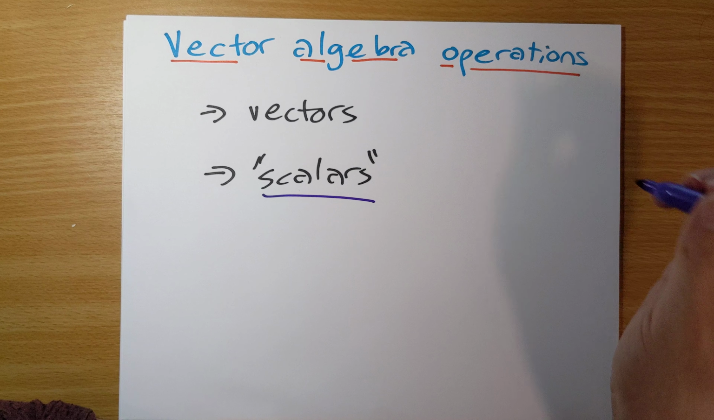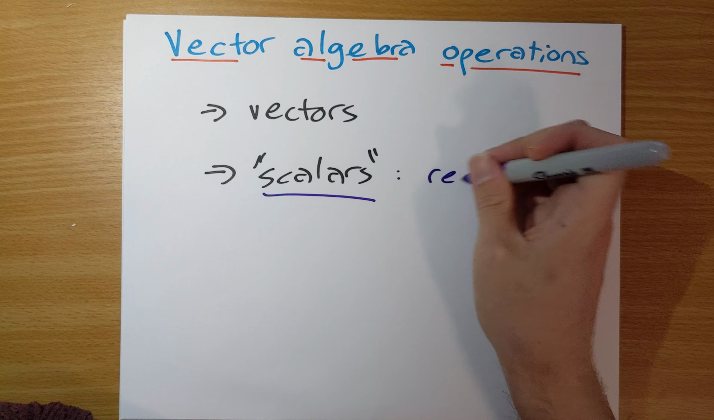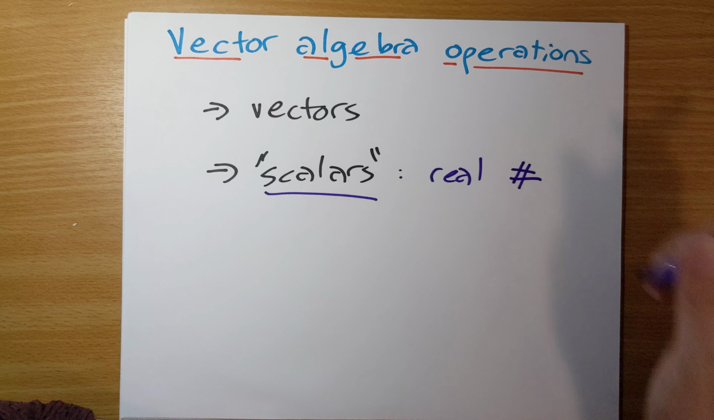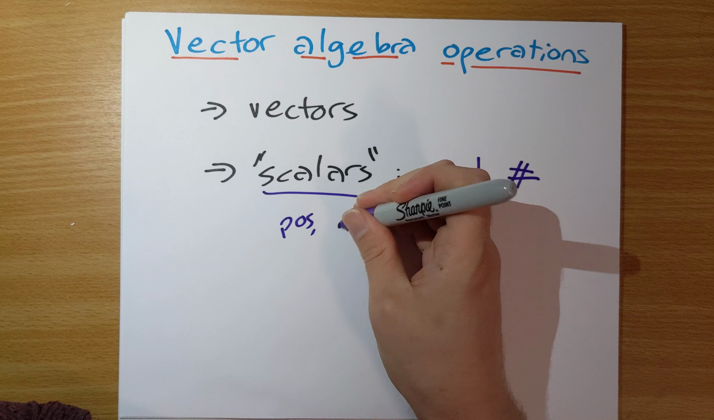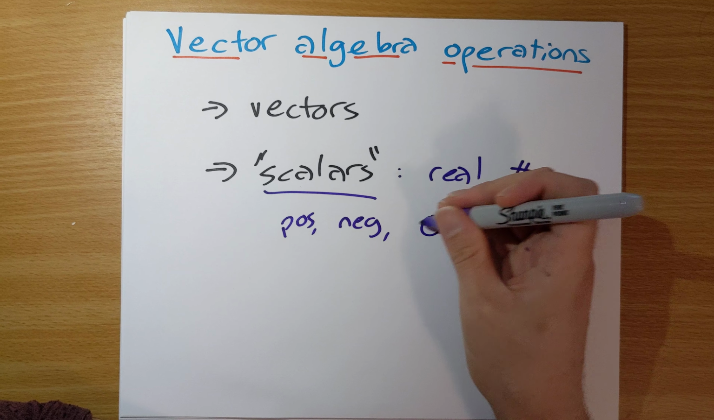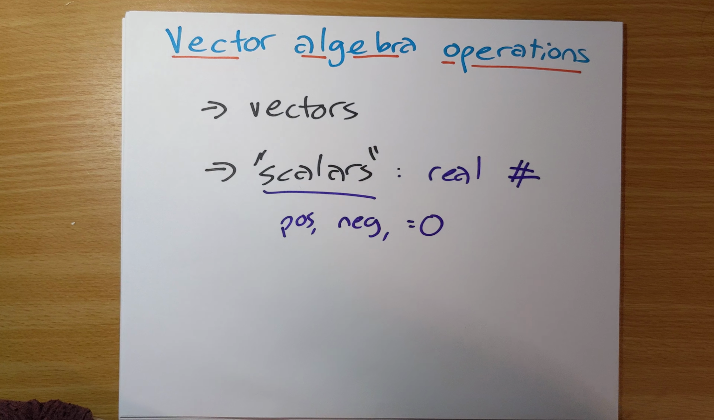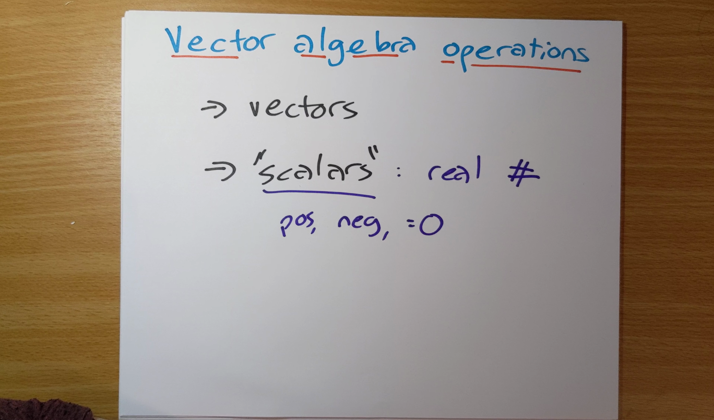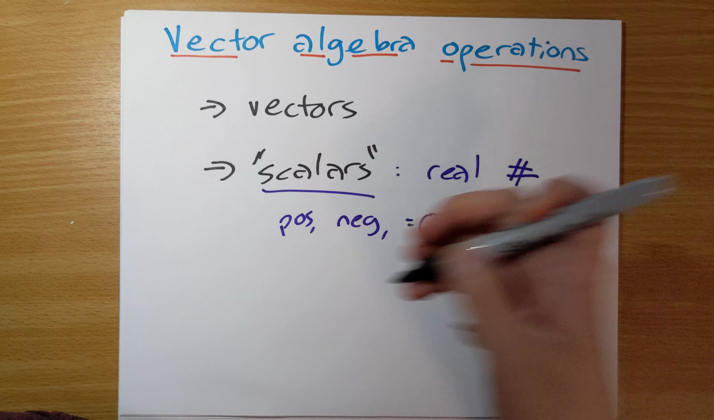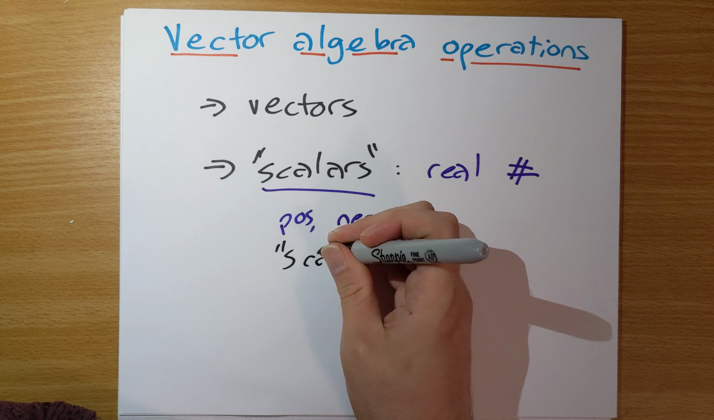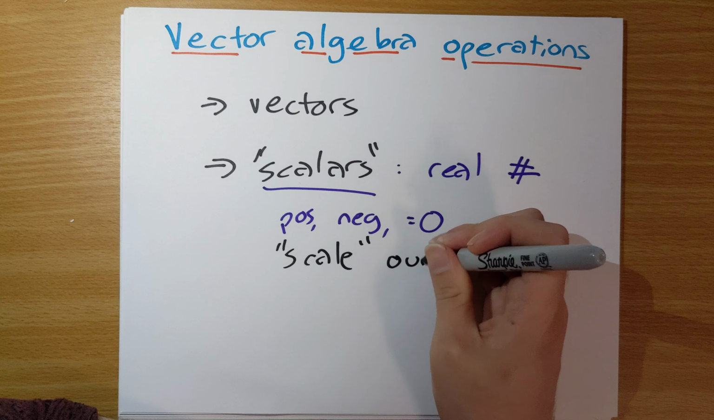And so what is a scalar? A scalar is, simply put, a real number. They can be positive, they can be negative, they can equal 0. All of these cases are possibilities for scalars here. And the idea is that when we deal with these scalars, they're going to be used to scale our vector.